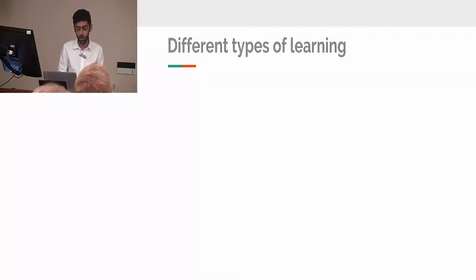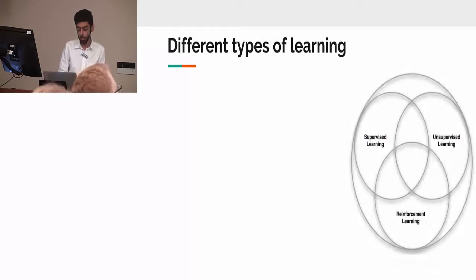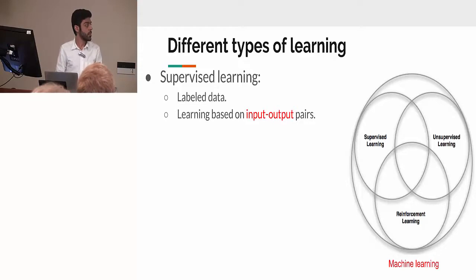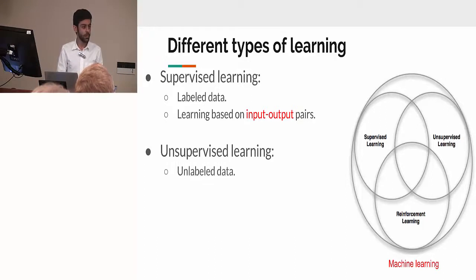Okay, for the background, different types of learning. So in machine learning, mainly there are three types of learning algorithms: supervised learning, unsupervised learning, and reinforcement learning. In supervised learning, the data has labels, and the learning is based on the input-output pairs. However, in unsupervised learning, we don't have any labeled data, and the training is basically only on the similarity of the input data.